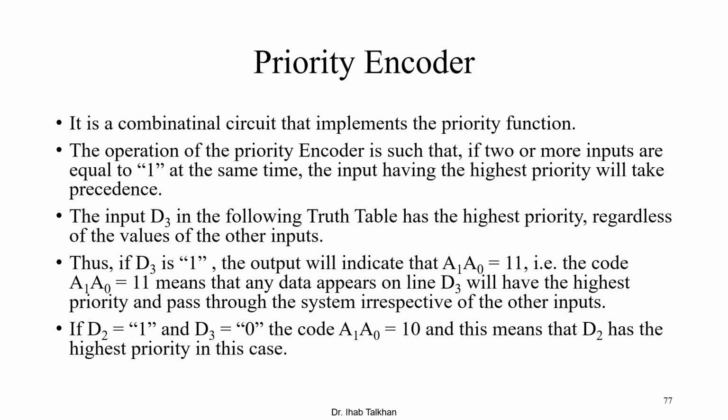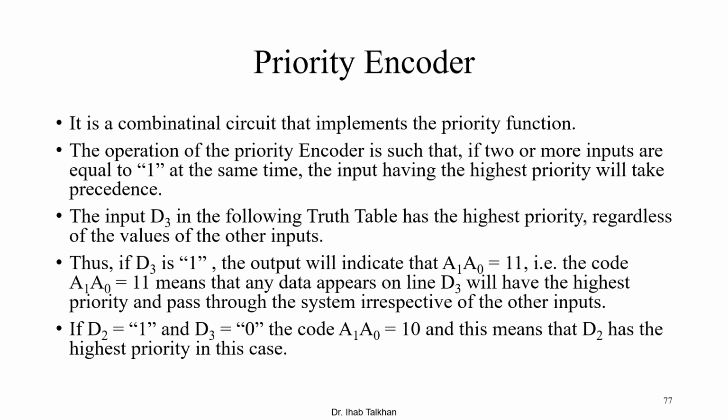And then, for the next slide, you have four inputs: D0, D1, D2, D3. Here I'm going to explain what's meant by the priority encoder by taking D3 as an example. The input D3 in the following truth table has the highest priority regardless of the value of the other inputs. If D3 equals 1, the output will indicate the code A0 A1 equal 1 1, which means that any data appearing in line 3 will have the highest priority and will pass through the system irrespective of the other inputs.